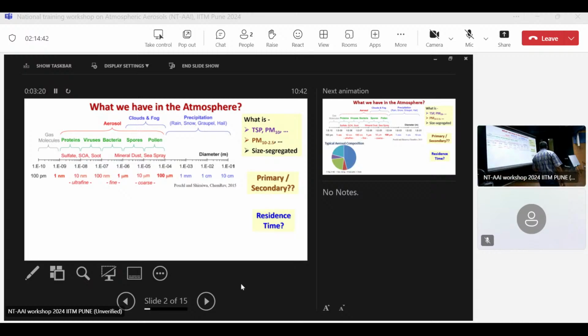Okay. Then what is the residence time of aerosol? It depends upon environmental condition, atmosphere. It depends on size, density. So when we are talking about atmospheric aerosol, you consider it as a dispersion aerosol. What is the residence time? Typical residence time of aerosol.